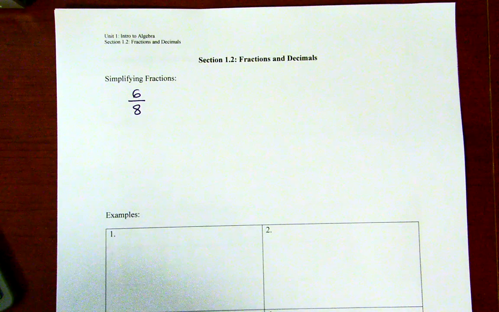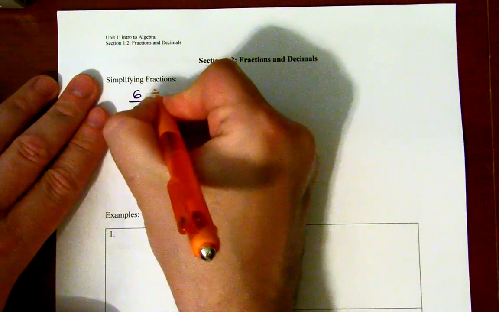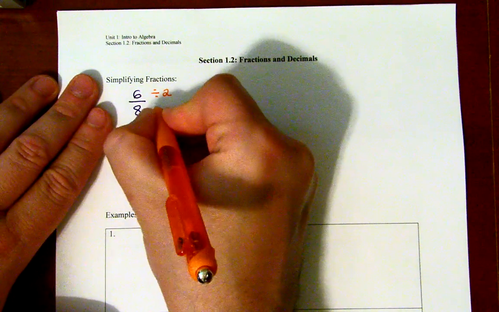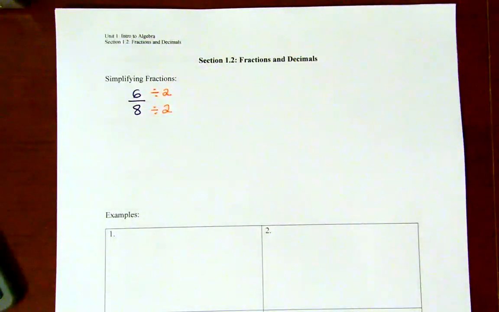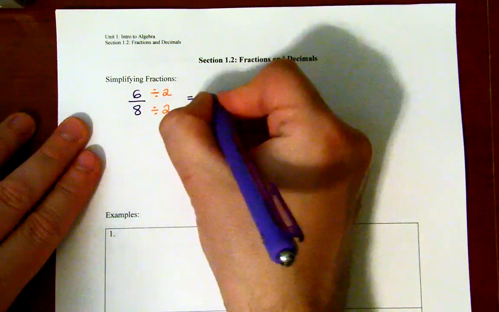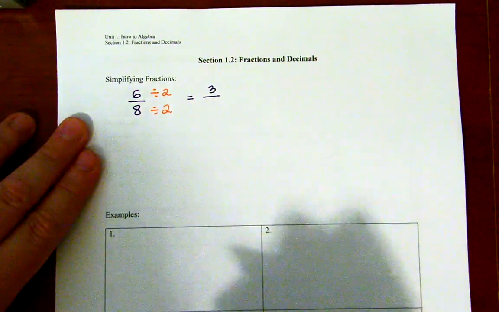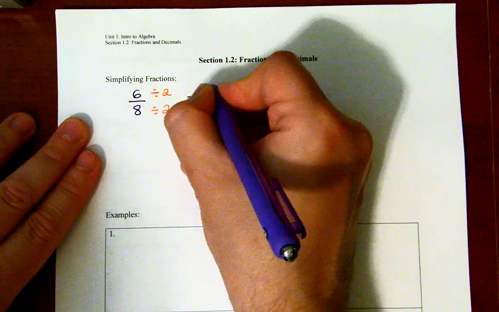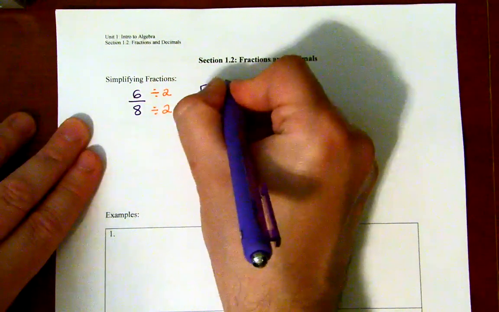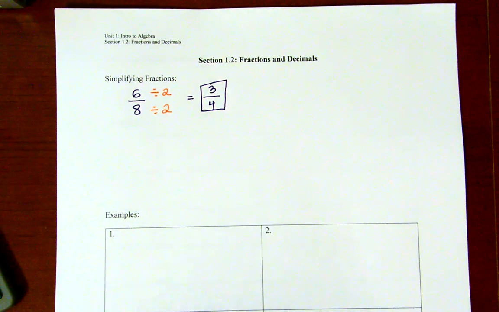But here, what we're going to have to do is divide the top and the bottom by 2. I'm going to write that out just so it's really clear what I'm doing here. I'm going to divide the top by 2, and I'm going to divide the bottom by 2. Well, what's 6 divided by 2? It's 3. What's 8 divided by 2? It's 4. 6/8, that fraction gets simplified into 3/4. These two fractions mean the same thing, but 3/4 is the better fraction because it uses smaller numbers.